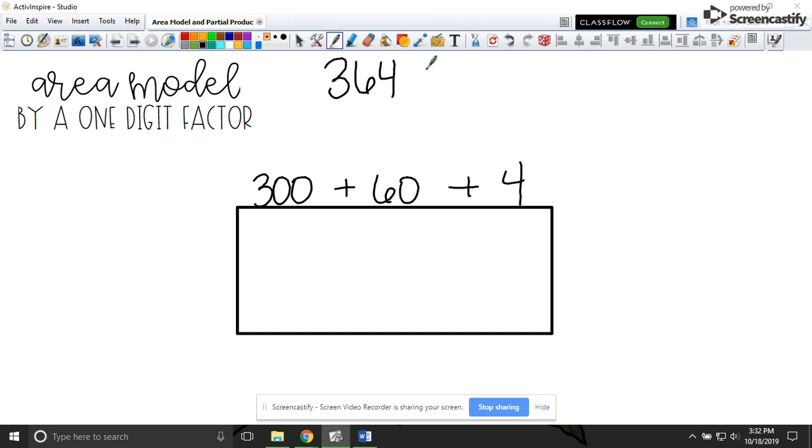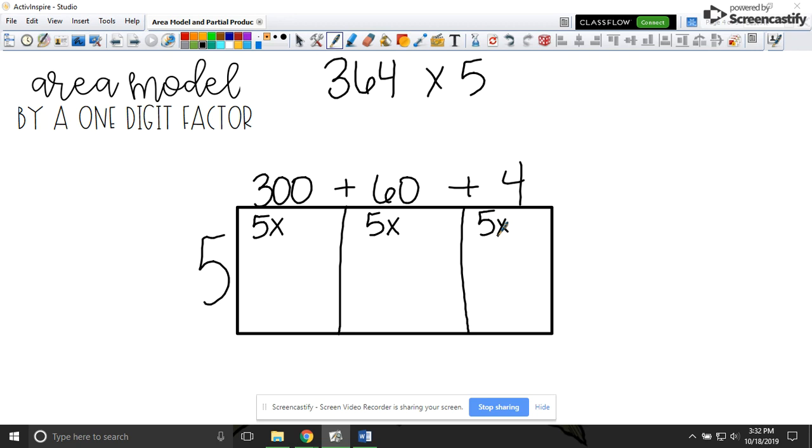We're going to multiply 364 by 5. Our other factor comes on this side, and there's no way for us to expand 5, so we're just going to leave it alone. Then you separate where you see plus signs, so we're going to separate here and here. And now your next step is just to distribute your 5 across the board. So we're going to put times 5 here, 5 times here, 5 times here.